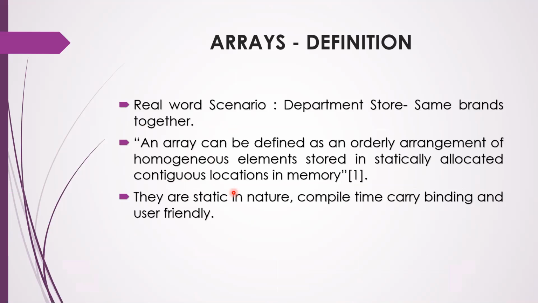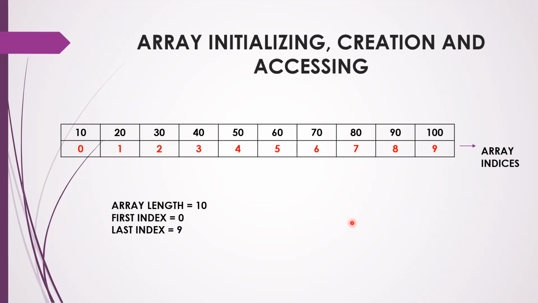So we know an array can be defined as an orderly arrangement of homogeneous elements. Homogeneous elements means similar kinds of elements. So they are grouped based on similar elements. We saw the example of a department store where the same brand of items are grouped together. So the same elements are stored statically in continuous memory locations. Since they are stored in continuous memory locations, they are static in nature. They are not dynamic. So they have compile time binding also, and they are user friendly also.